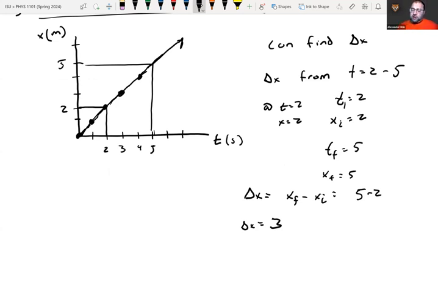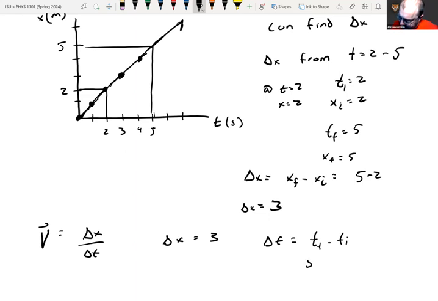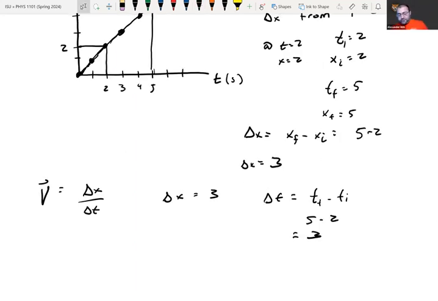You can also determine your velocity, as a reminder. So velocity is just delta x over delta t. We already got delta x, and that was equal to 3. Delta t was equal to t final minus t initial, which would be 5 minus 2, which would also be 3 in this case.